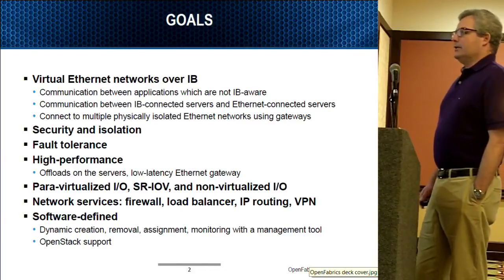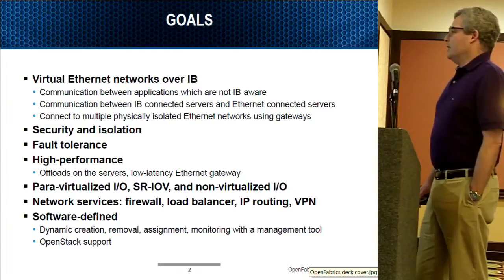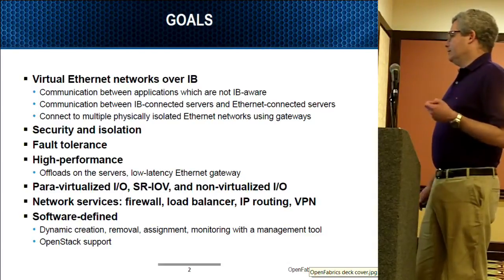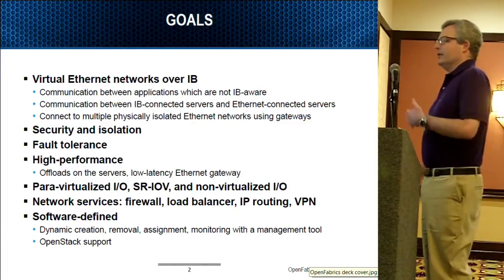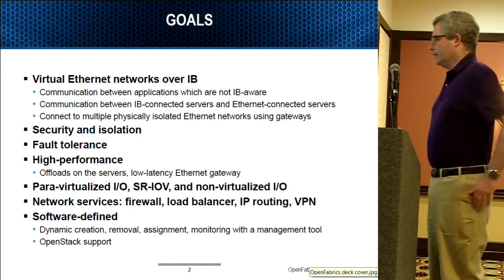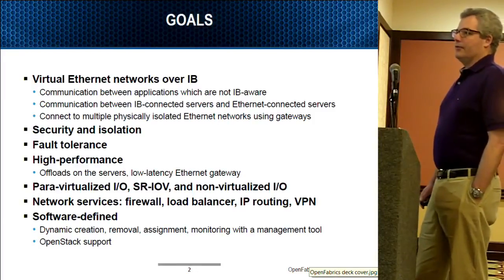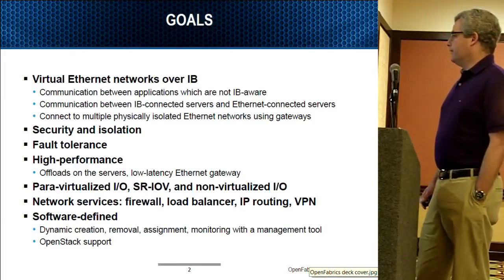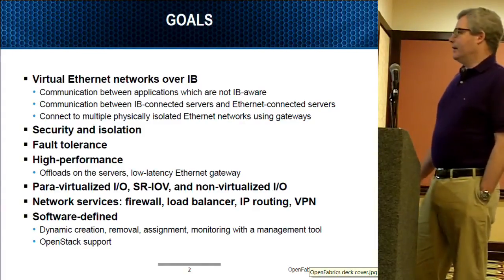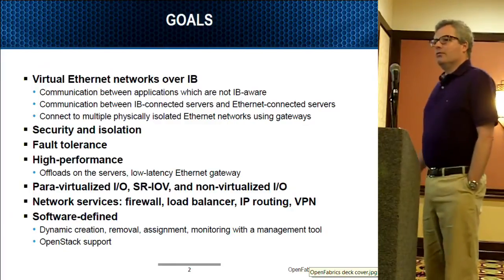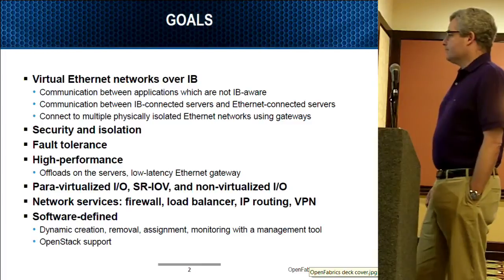In addition, we wanted to have network services. So if you have multiple virtual networks, you might want to do routing between these networks, let's say between an overlay on InfiniBand and a network that has an uplink into an external network, might be on different layer 3 subnets, and you want to do routing between them. Typical things like load balancing, firewall, VPN gateway, all of these need to work in conjunction with these software-defined networks.